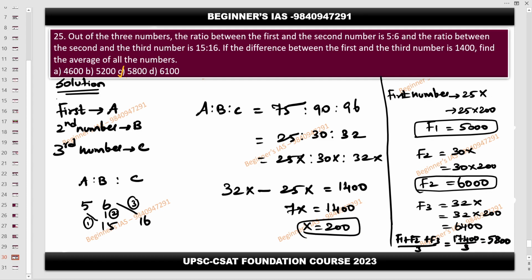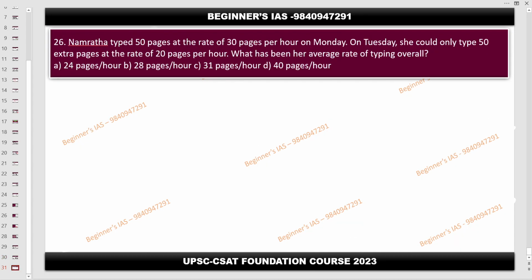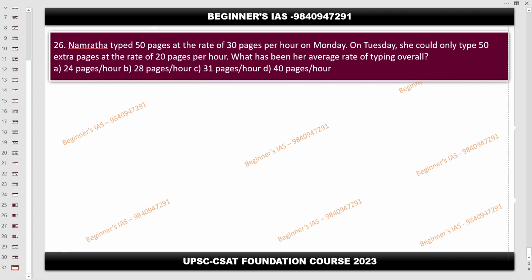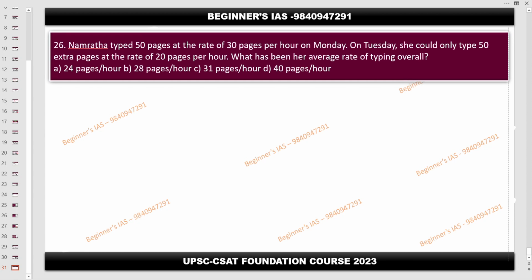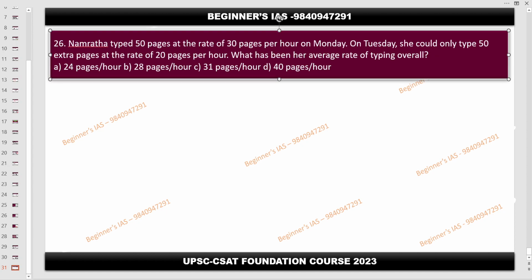Okay, so now the last question of this day. So practice this kind of question. Narmada typed 50 pages at the rate of 30 pages per hour on Monday. On Tuesday, she typed another 50 pages at the rate of 20 pages per hour. What has been her average rate of typing overall? Average rate of typing, first day and second day.